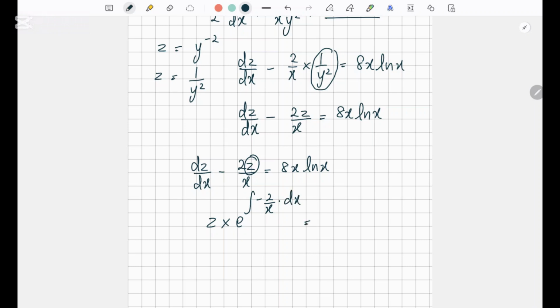This equals to the integration of 8x ln x into this, what we had previously, e to the power the integration of minus 2 over x dx, dx. This is the formula, the method you need to follow.